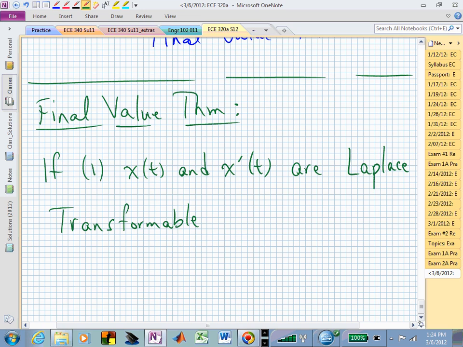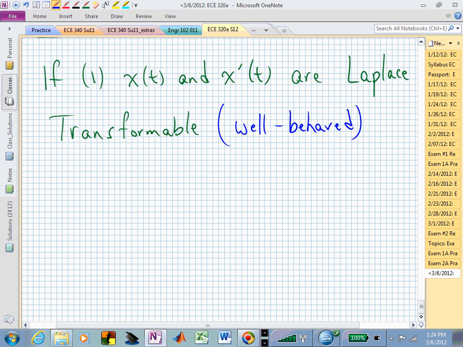What's it mean to be Laplace transformable? What in the world does that mean? It's well behaved. It's a physical signal. It exists. It's not e to the t squared. It's not blowing up faster than exponentially. So that's the first condition. We have nice properties on x and x prime. The second condition is that we now want to look at this expression, capital X of s, scaled by s.